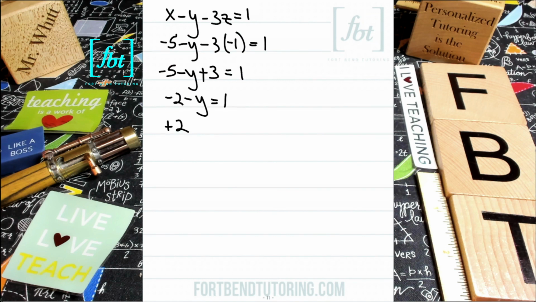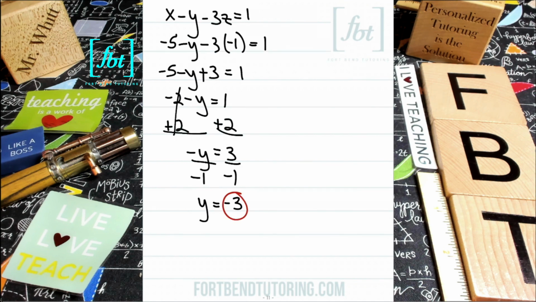From here, we'll be adding 2 to both sides of the equation. Your negative 2 and positive 2 will cancel out as their sum is 0. So you'll bring down negative y, which equals 3. You want to solve for a positive y, right? So you're going to divide both sides by negative 1. Dividing both sides by negative 1 gives you a result of negative 3 for y. Go ahead and hold on to that. Writing our answer as an ordered triple, you'll have an x value of negative 5, a y value of negative 3, and a z value of negative 1.